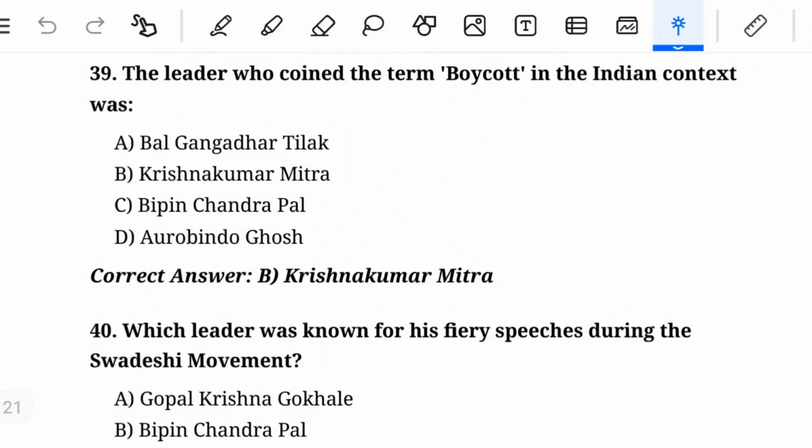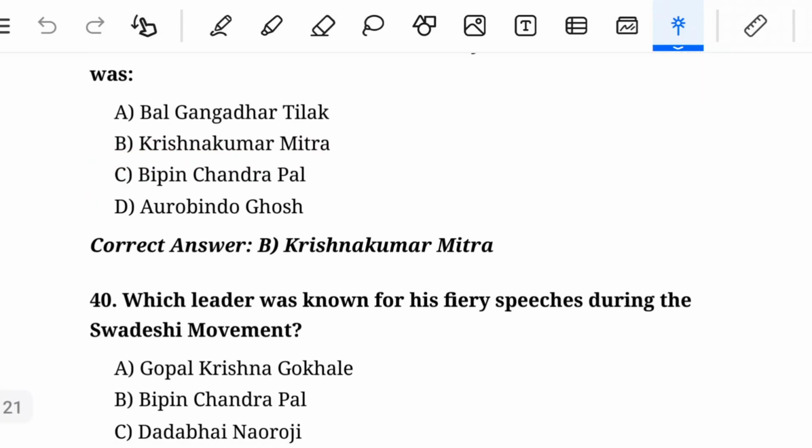39. The leader who coined the term boycott in the Indian context was A. Bal Gangadhar Tilak. B. Krishna Kumar Mitra. C. Bipin Chandra Pal. D. Aurobindo Ghosh. Correct answer B. Krishna Kumar Mitra.